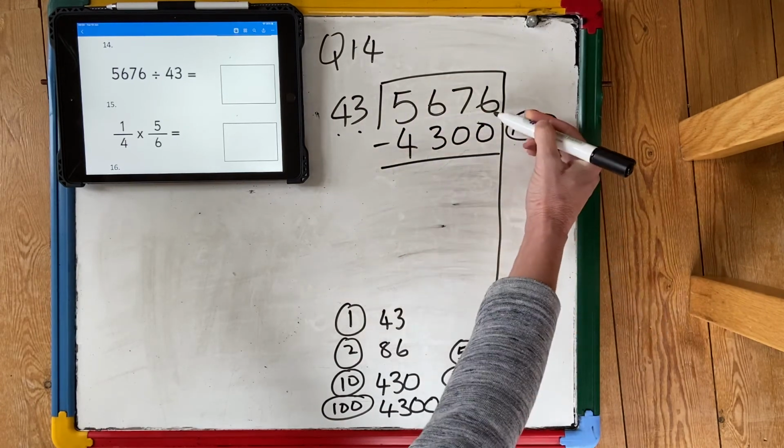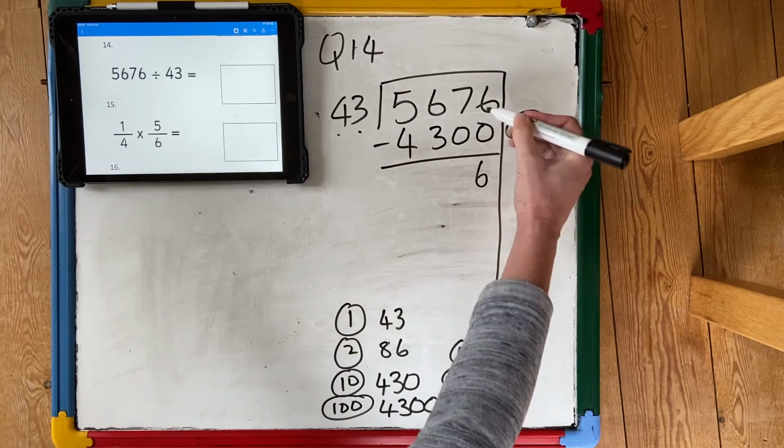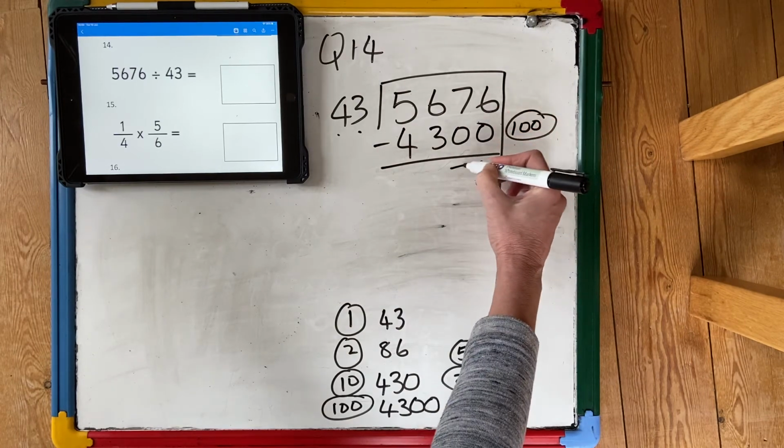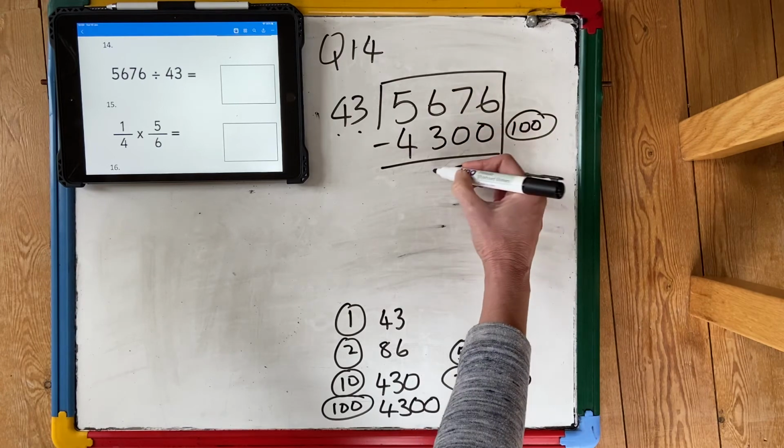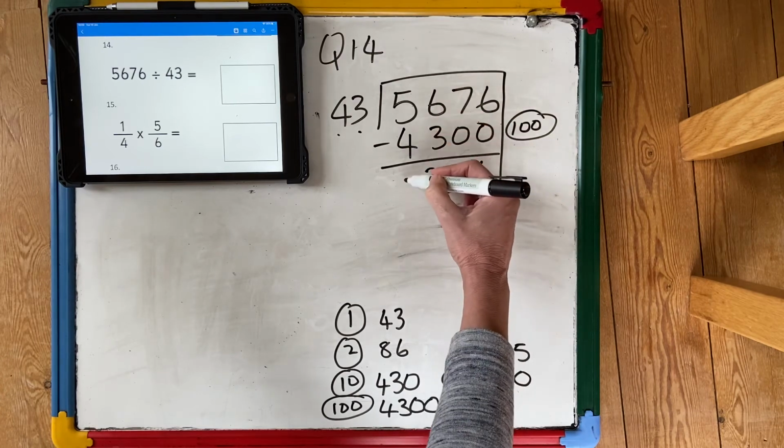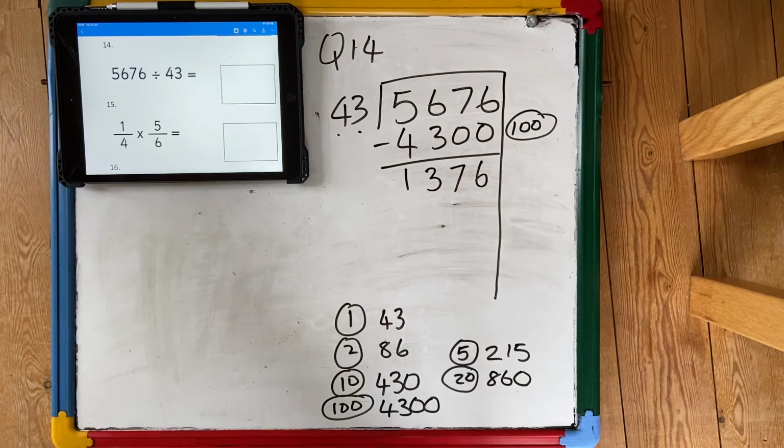What have I got left? 6 subtract 0 is 6. 7 subtract 0 is 7. 6 subtract 3 is 3. 5 subtract 4 is 1. What have I got left here now?